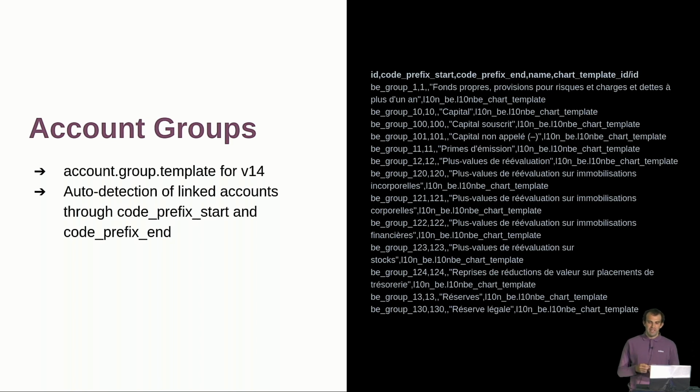And in V14, account groups also became a template. And here it's interesting because of the code that you see: you see the prefix start and prefix end. When you have an account with a certain code, automatically there is a field group_id that is compute, store true, read-only false, which by default is the calculated group based on that prefix. So if you have 1001, it will be in group 100, and that will be calculated automatically, but because of this feature of the ORM, you can still change that value.